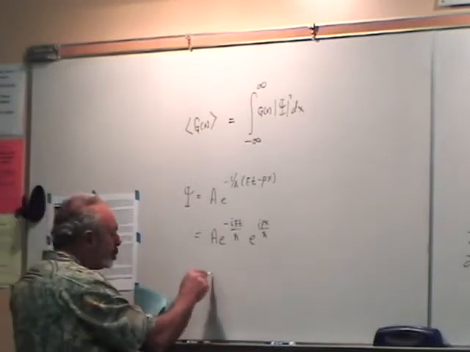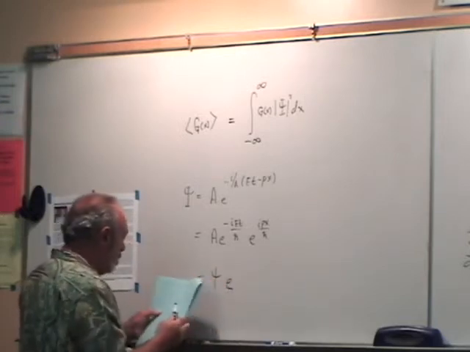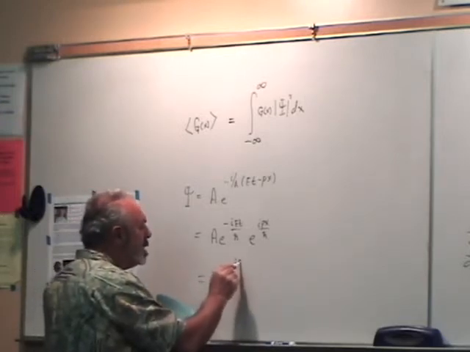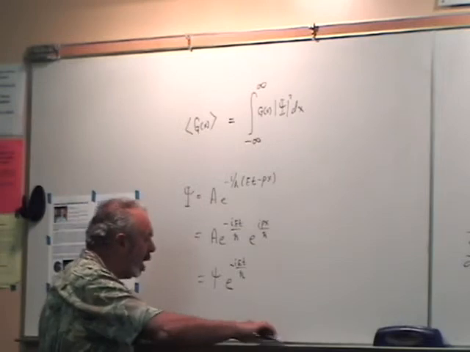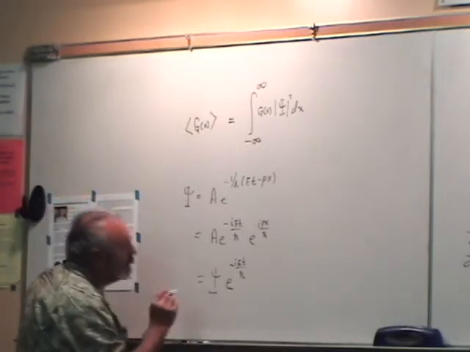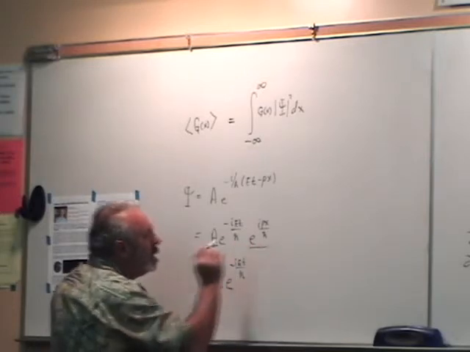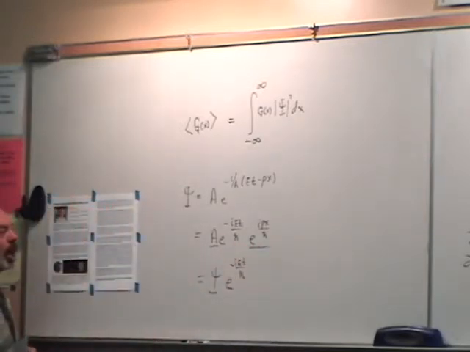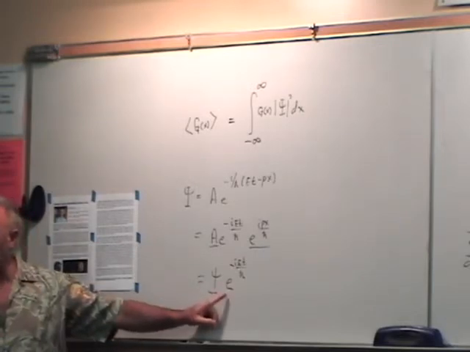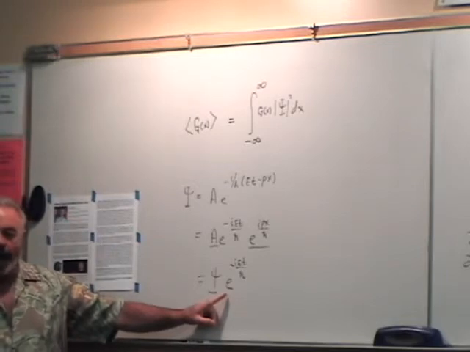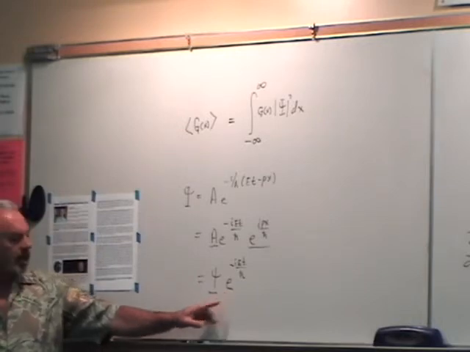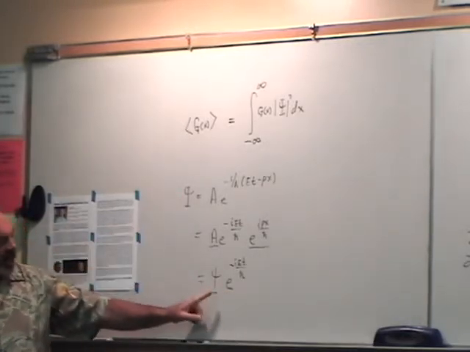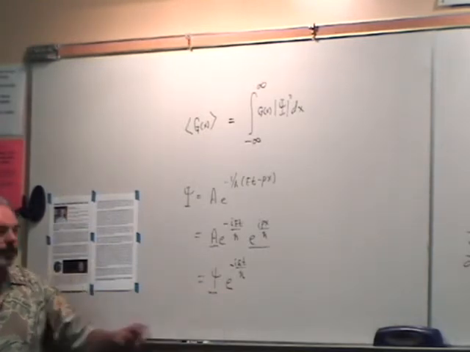Let me please write this as, please excuse me, psi e to the minus iEt over h bar. And you'll notice now what I'm calling lowercase psi is A e to the ipx over h bar, the spatial part. And then I left hanging out here by itself the time-dependent part. So capital Psi is lowercase psi times the time-dependent part.